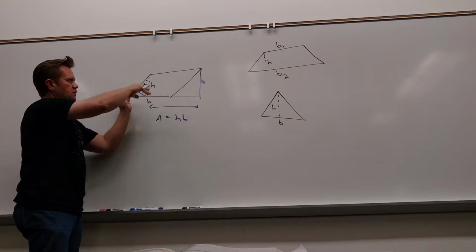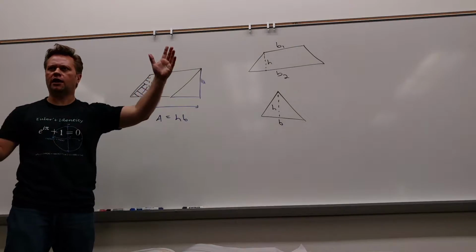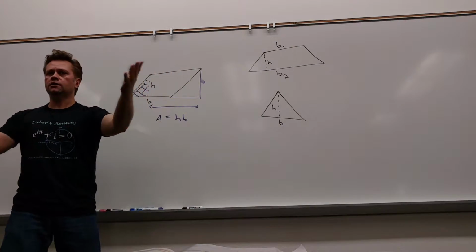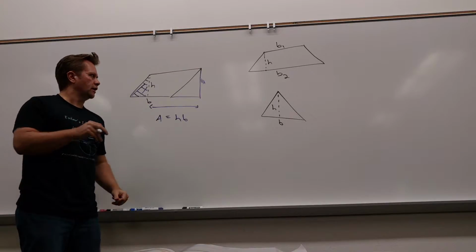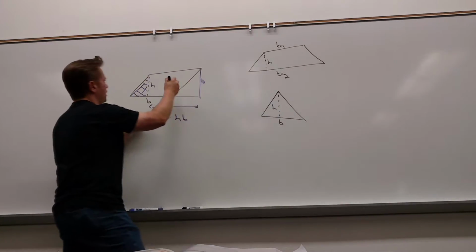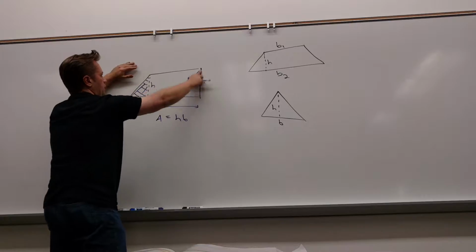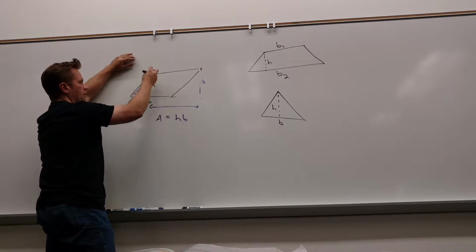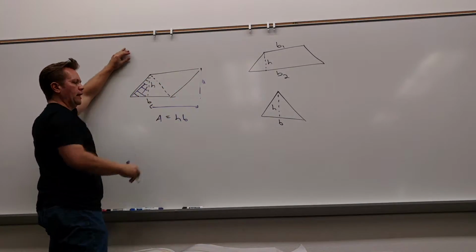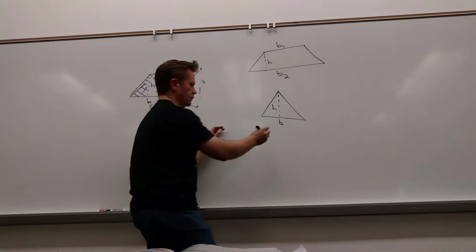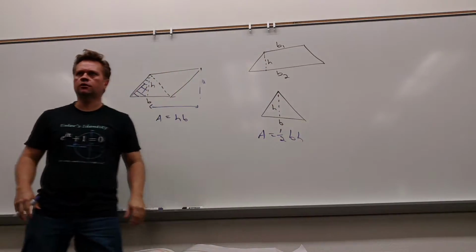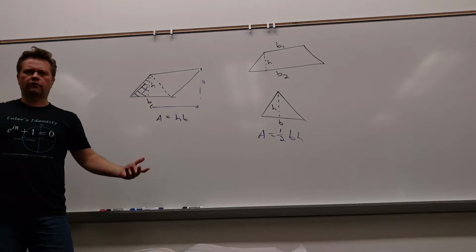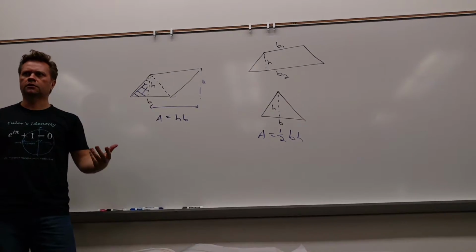Because if I just chop pieces off and put them back on, did I change the area? No, I didn't change the area. It's the same area, just moving stuff around. So if the area of this parallelogram is h times b, and I make a triangle by cutting it in half, obviously the area of a triangle is one-half h b or b h, right? You guys should know that already. How are we doing so far?